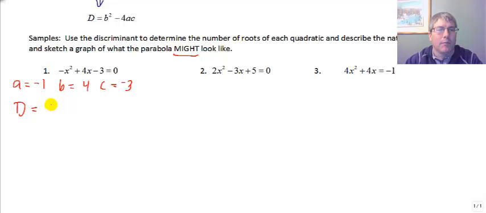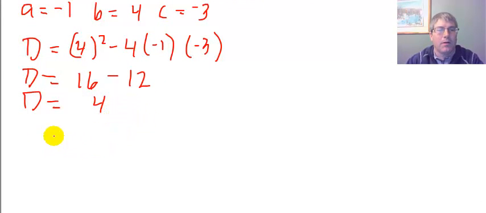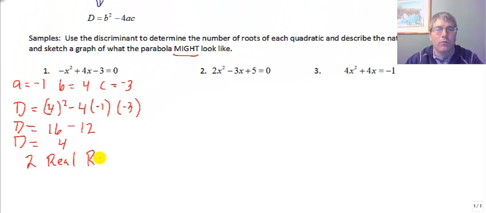The discriminant is b squared minus 4 times negative 1 times negative 3. And show your work. So the discriminant is 16. Negative times a negative times a negative is a negative. And we get the discriminant is 4. So my discriminant is a positive number. The nature of my roots is I will have two real roots, which means my parabola will hit the x-axis twice. So my graph might look something like this, where it hits the x-axis 2 times.